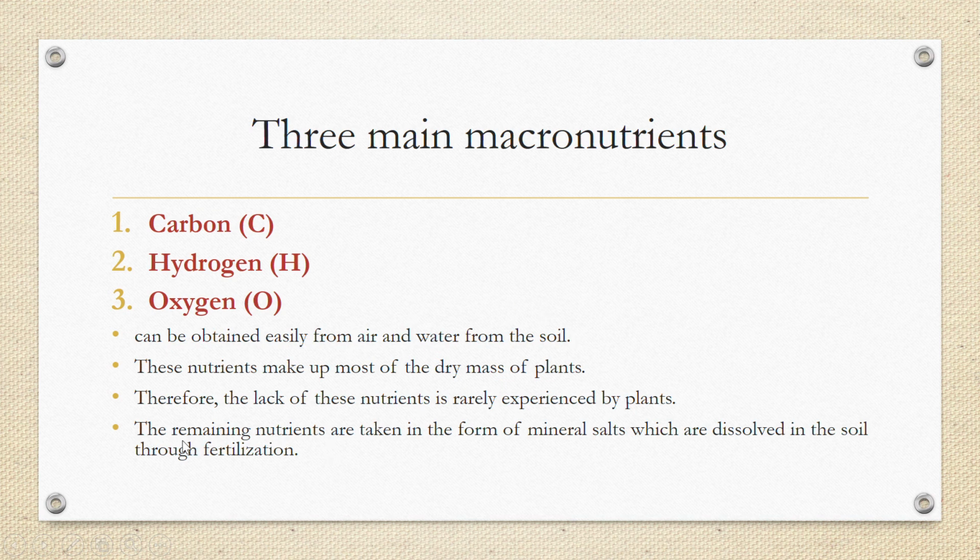So the remaining nutrients are taken in the form of mineral salts, okay, which are dissolved in the soil through fertilization. Okay, so remember, CHO, these three main macronutrients, from the air and water, whereas the rest are in the form of mineral salts, which are dissolved in the soil through fertilization.